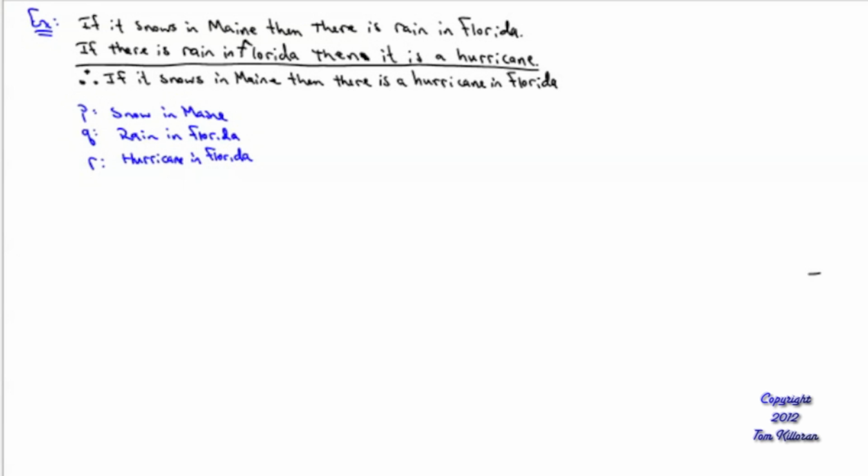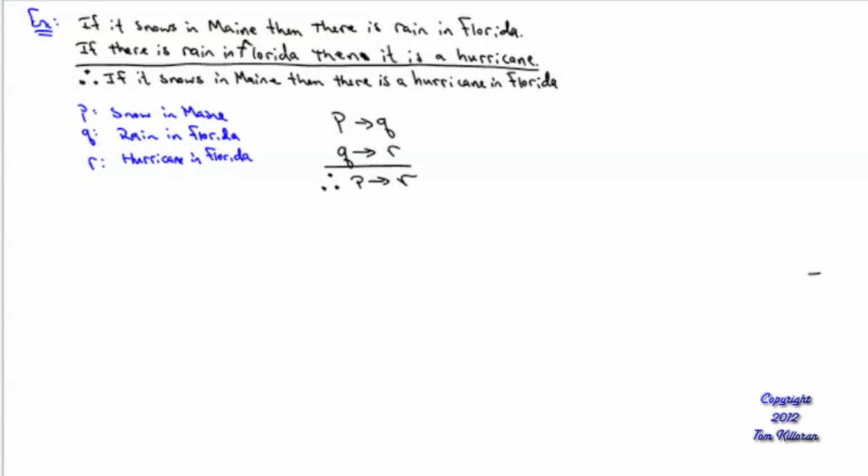Okay. So, first sentence. If it snows in Maine, then there is rain in Florida, writes down as P arrow Q. If it rains in Florida, then it is a hurricane is going to be Q arrow R. Therefore, if it snows in Maine, P, arrow, then there is a hurricane in Florida, R.